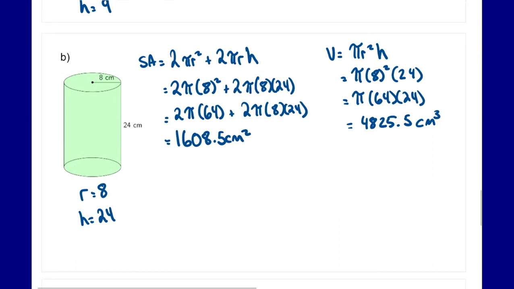So again, basic formulas, we're just plugging in values and just calculating. So we have to make sure we know how to do BEDMAS, or just how to make sure we know how to use our calculators to enter everything correctly.